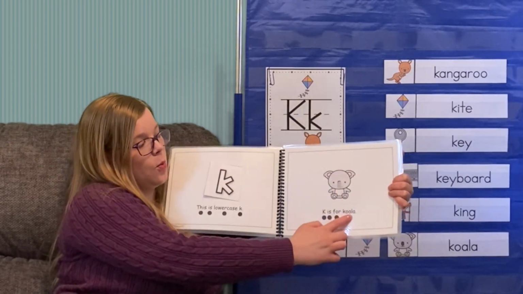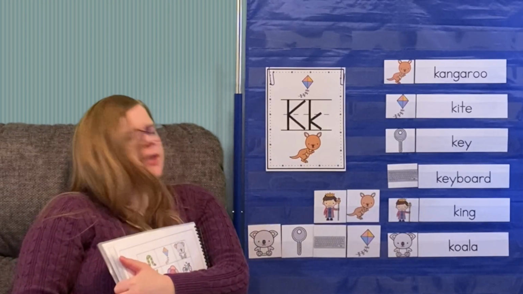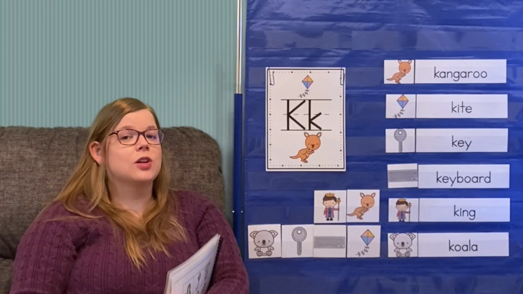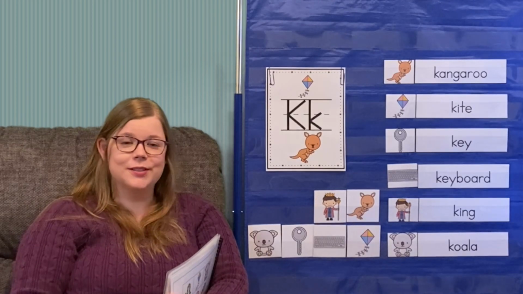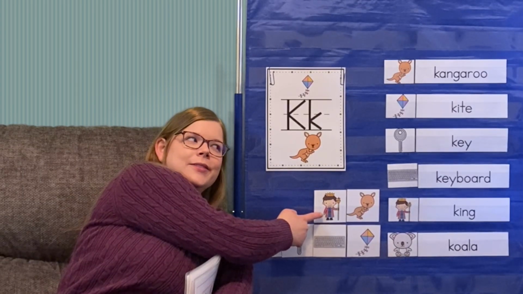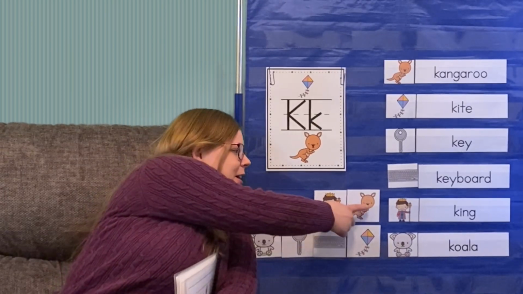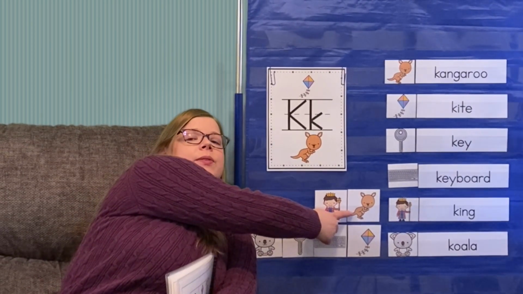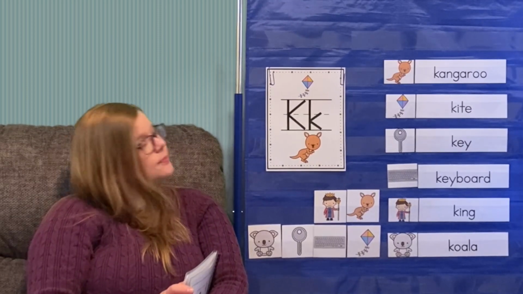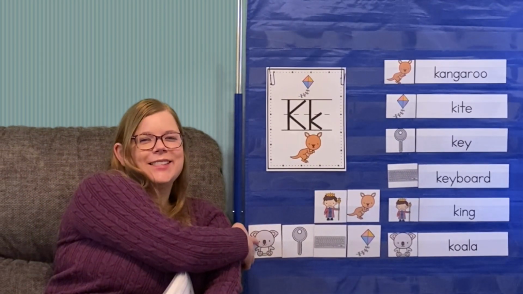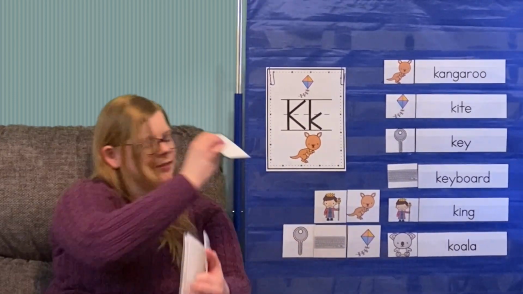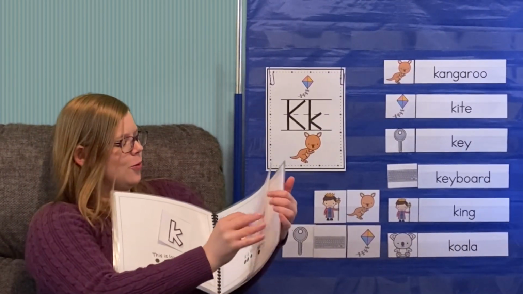K is for koala. Let's see. Do you see where the koala is on our pocket chart? Around this area. A koala is gray and fluffy, and it's an animal. Let's see. Is this a gray fluffy animal? No, that's a person. What about the kangaroo? Well, the kangaroo is an animal, but it's not gray and fluffy. It's brown. What about this one? Is this a gray fluffy animal? Yes, there's our koala. Good job finding the koala.